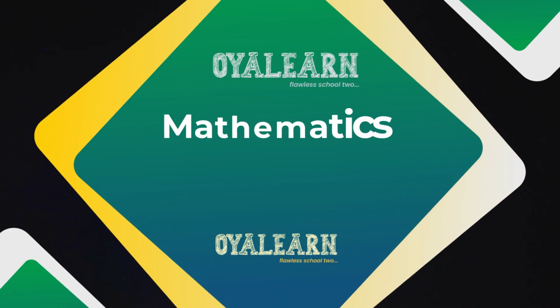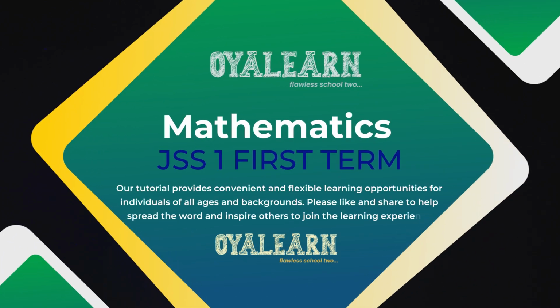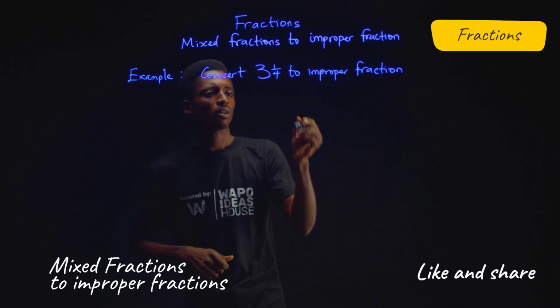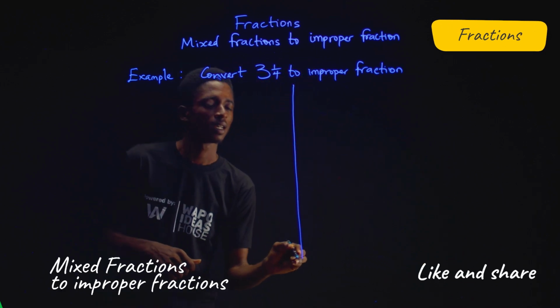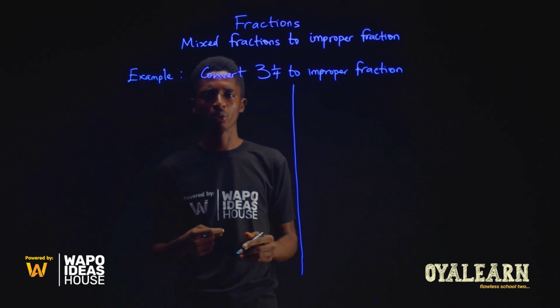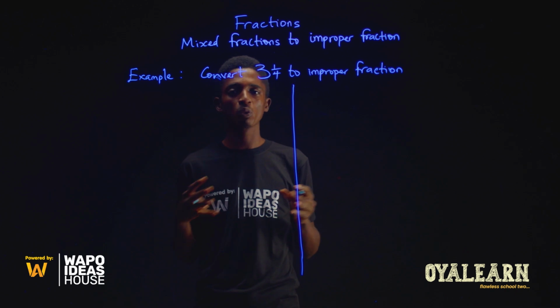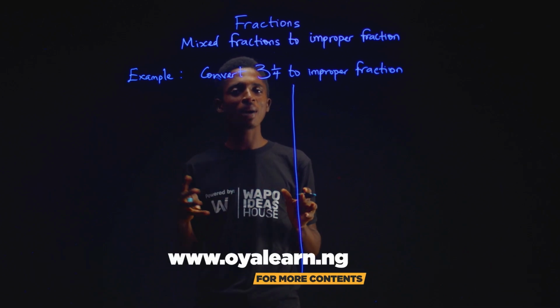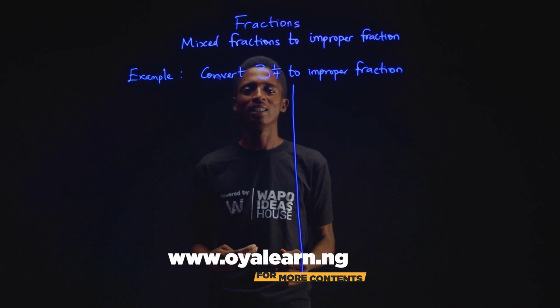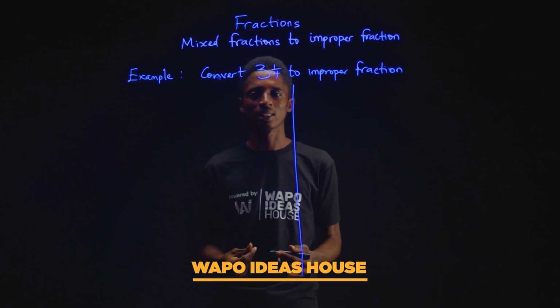Now let us convert 3 whole number 1 over 4 to an improper fraction. To do this, I'll also use two methods like we have done in the previous video, for you to choose whichever one you find easier. Remember, I mentioned that the second method is faster and quite easy to understand.